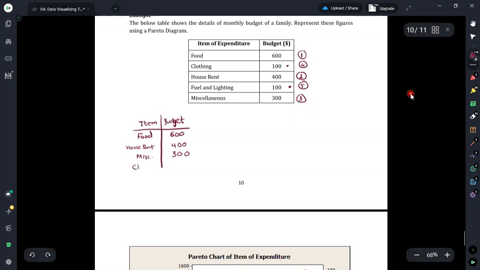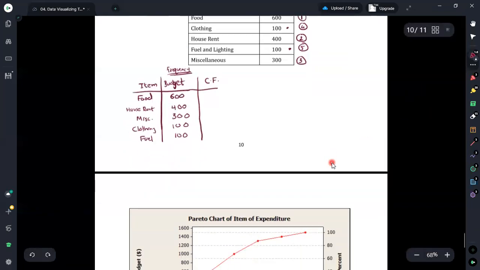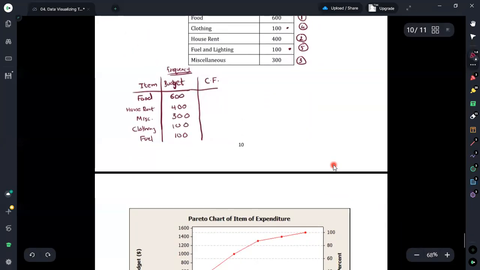Then I have taken clothing as the fourth one, it is 100. And for the fifth one, it is again 100. And here we can consider this as the frequency. Therefore, by considering it as frequency, we have to calculate the cumulative frequency, abbreviated as CF. Here we use these values to calculate cumulative frequency.